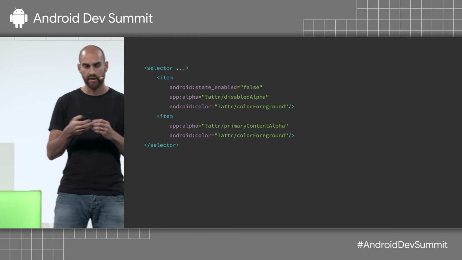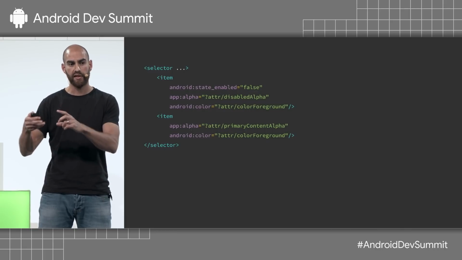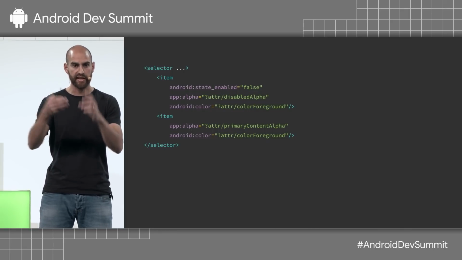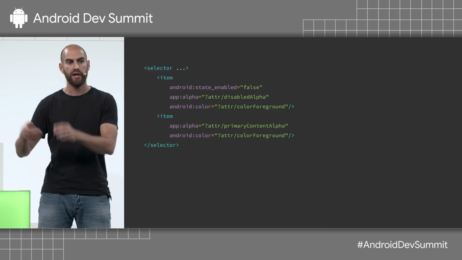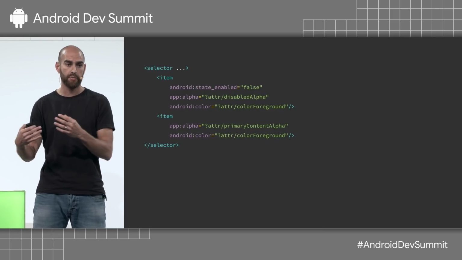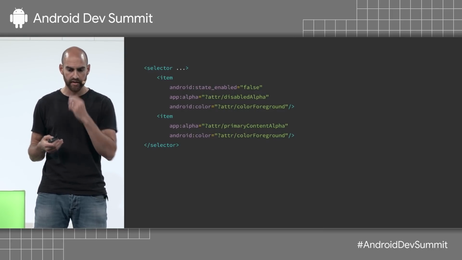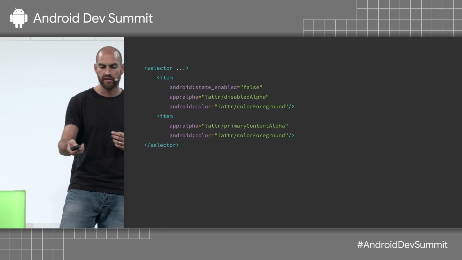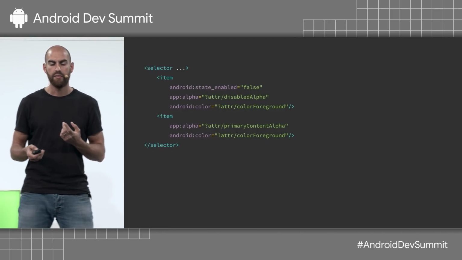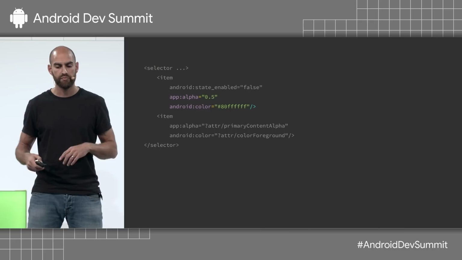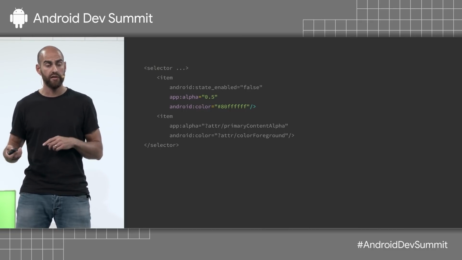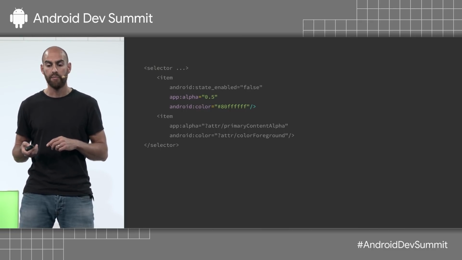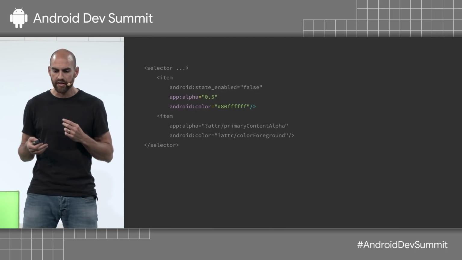So you don't have to define all these different combinations. You define specifically the semantically named things, like disabled alpha, primary content alpha, and foreground color separately, and then they get combined by the color state list at runtime. One thing to note is I've actually cheated here and changed the Android alpha to app alpha because app-compat backports these new features added to color state list, but it requires you to use app alpha.